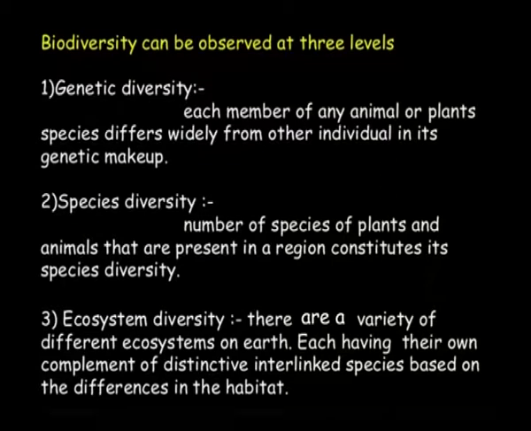The different threats to biodiversity. You have genetic diversity, where each member of an animal or plant species differs widely from other individuals in its genetic makeup. Then you have species diversity, where the number of species of plants and animals that are present in one particular region constitutes its species diversity. Then you have the ecosystem diversity. There are a variety of different ecosystems on Earth, each having their own complement of distinctive interlinked species based on the differences in that habitat.